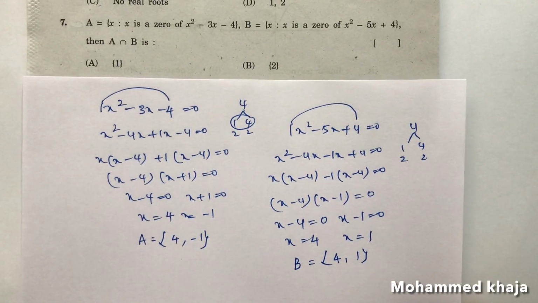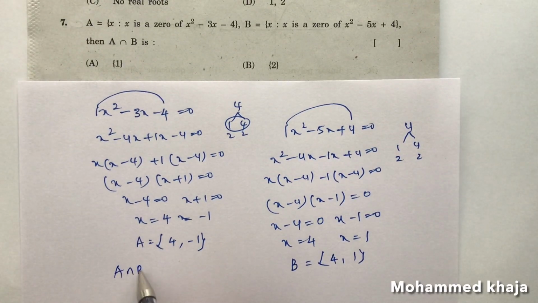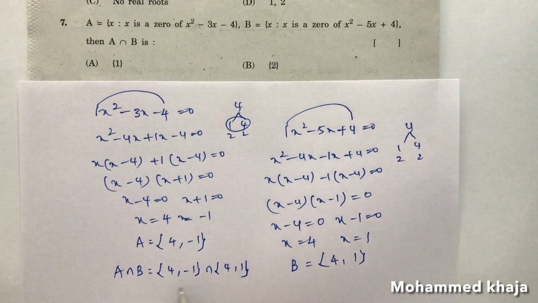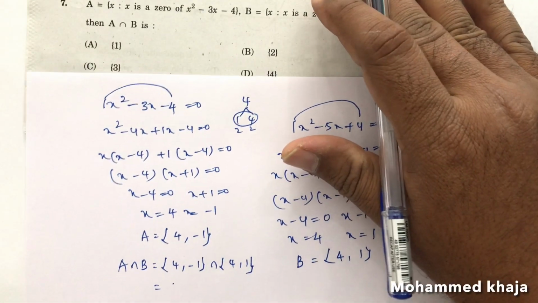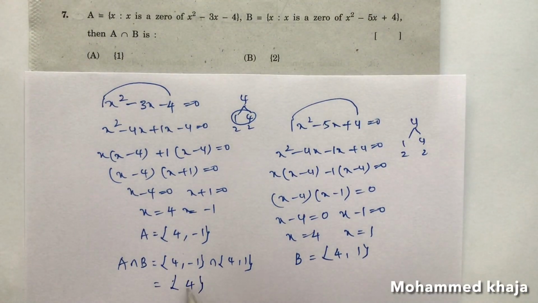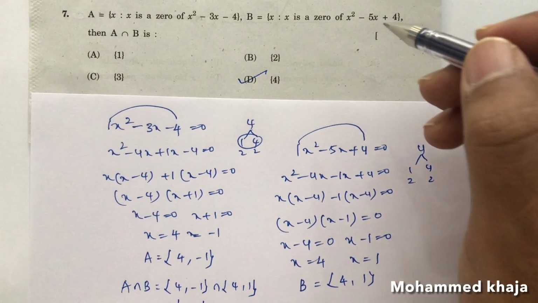Now here they are asking A intersection B. So A intersection B, 4 minus 1 intersection 4 1. So in this we have common only the element 4. The element 4 is common. So A intersection B is 4. So the correct option is D. Next question.